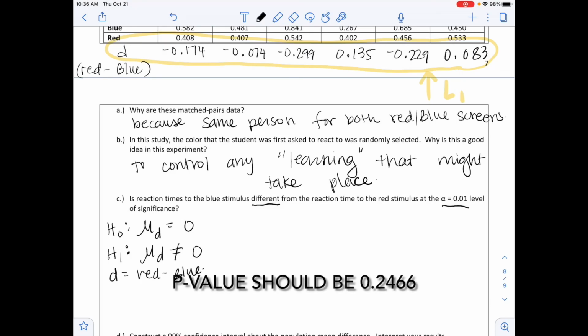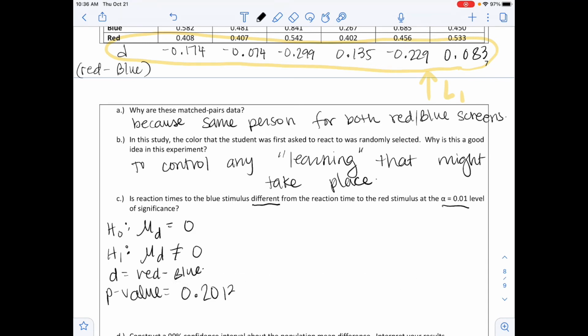From the calculator, we get a p-value of 0.2013, and this is greater than alpha, which is 0.01. And since this is greater than alpha, this means that we do not reject H naught.